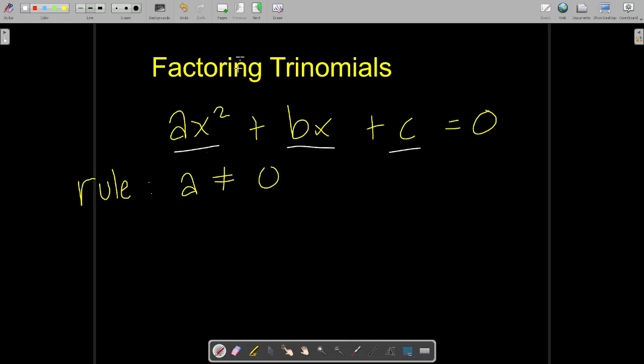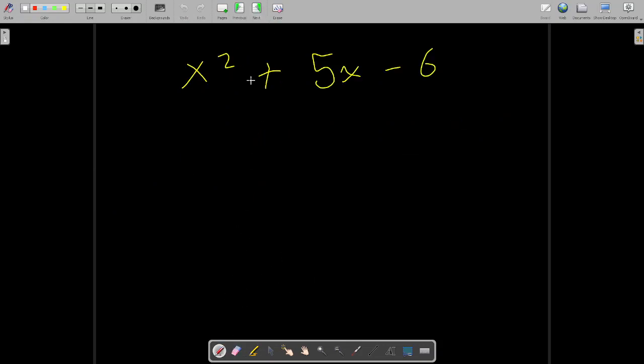Alright, let's look at a few examples. First example is x squared plus 5x minus 6. One quick way to factor this form is through finding two values. First value, let's just call it p. Second one, we'll just call it q.